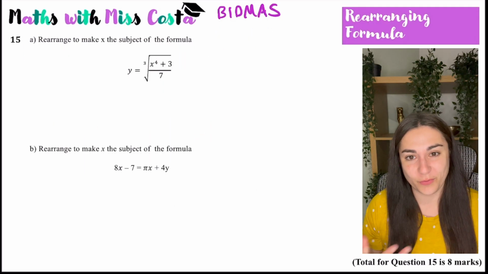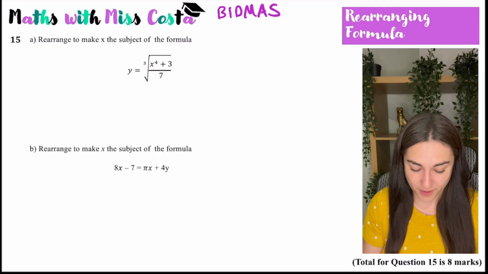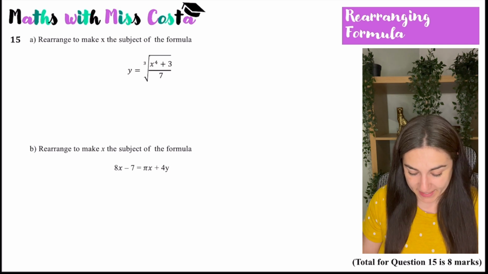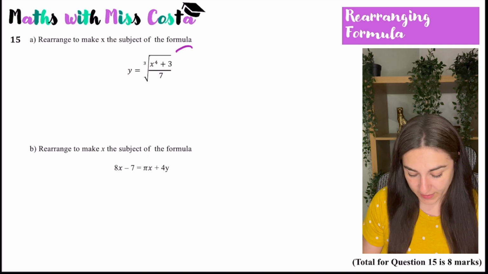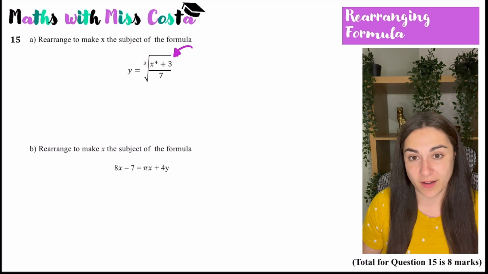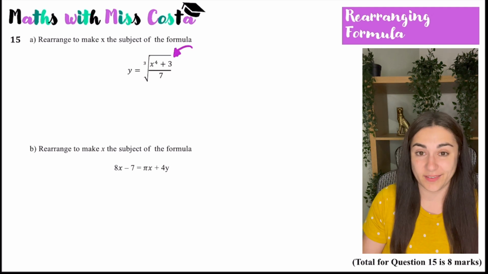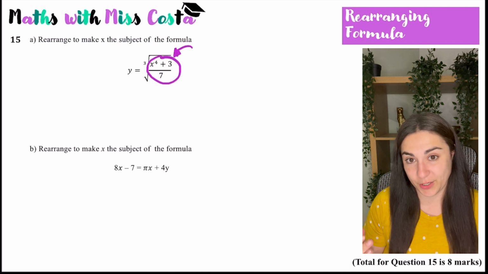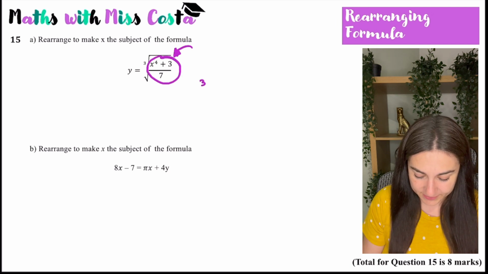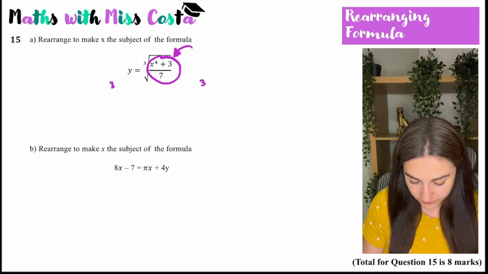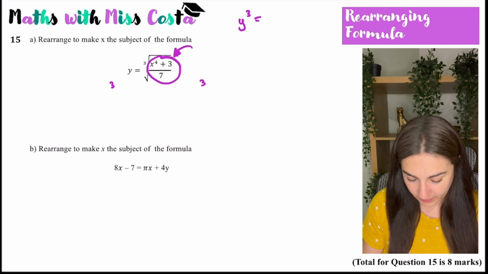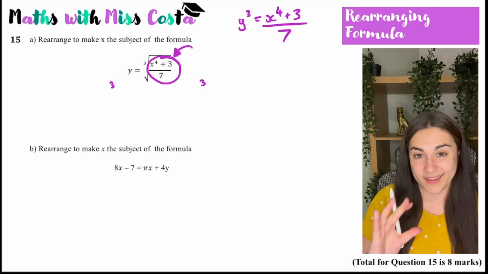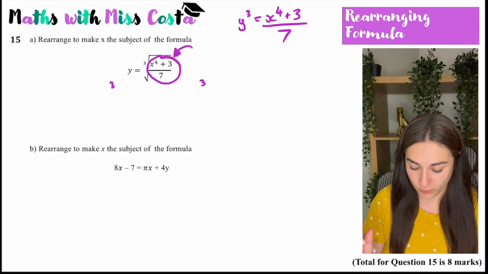Okay, so here we've got a few rearranging formula because it can come up in so many different ways. So rearrange to make X the subject. The first thing you want to do, if something is affecting every part of one side of the equation, then that is what you want to get rid of. So the whole of this fraction is being cube rooted. So the first step is to cube both sides. So y cubed would be equal to x to the power 4 plus 3 over 7.